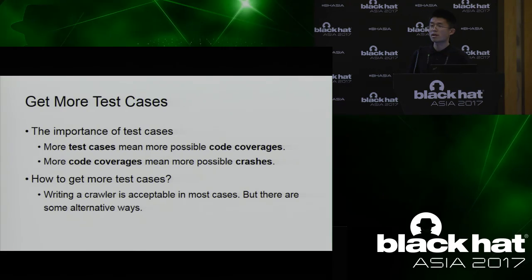Now let's move to the next topic, how to get more test cases. Test cases play an important role in the fuzzing process because more test cases mean more possible code coverage, and more code coverage means more possible crashes. Then the question here is how to get more test cases. Writing a crawler is acceptable in most cases, but I'll show you some alternative ways.